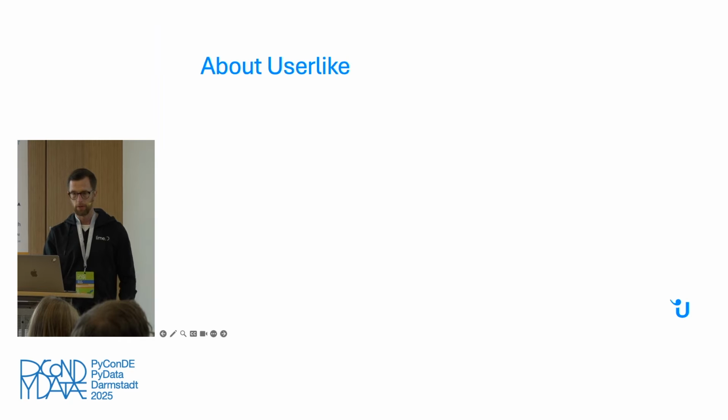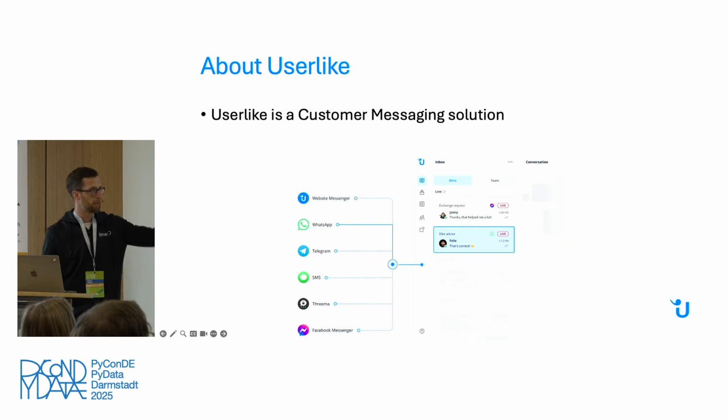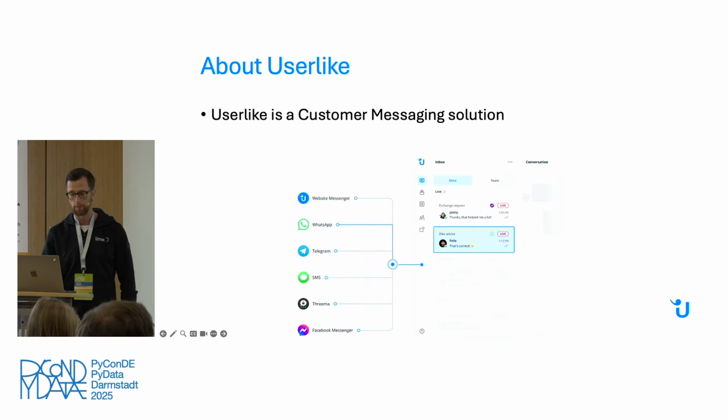A few words about Userlike to give you a context where this experience with Celery comes from. Userlike is a customer messaging solution. We have multiple messaging channels. For example, a website chat where you embed a widget on your website and then your customers can chat with your support or salespeople. Besides the website messenger, we have multiple other channels, most notably WhatsApp, which is very popular in Germany. And on the back office side, we have a React application that your support agents use and work with all day. That's their bread and butter.